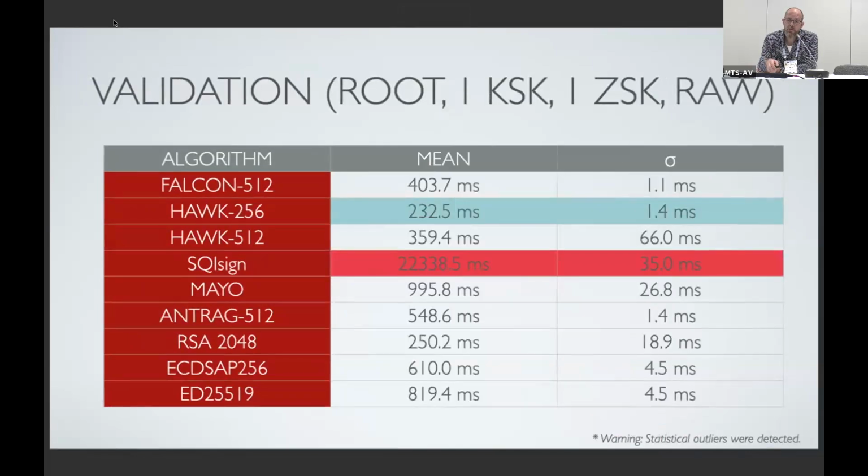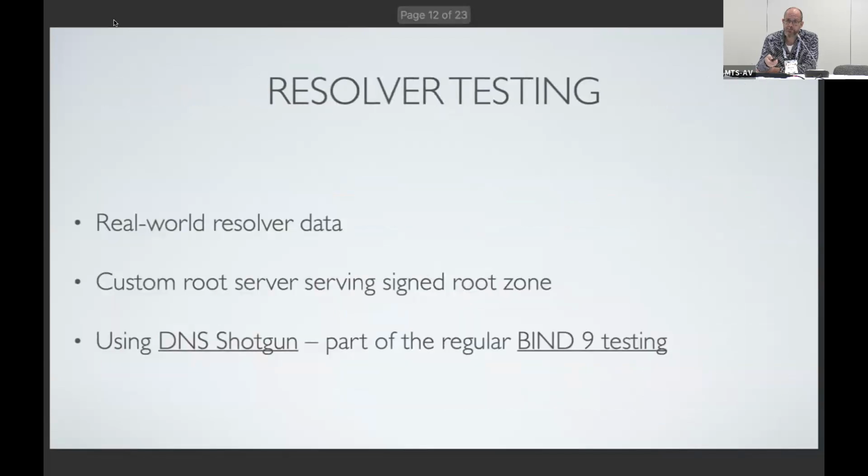For the validation, again, the bluish color is the fastest one, and SQIsign is again the slowest one. But does it matter? I'll show you. I also did some resolver testing. So this is real-world resolver data. And I had a custom root server serving the signed root zone with these algorithms and using DNS Shotgun, which is part of the regular BIND testing, thanks to Petra here.